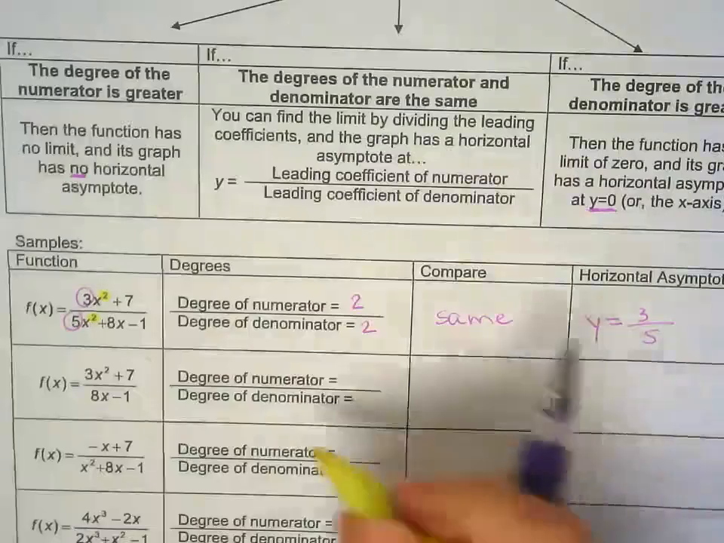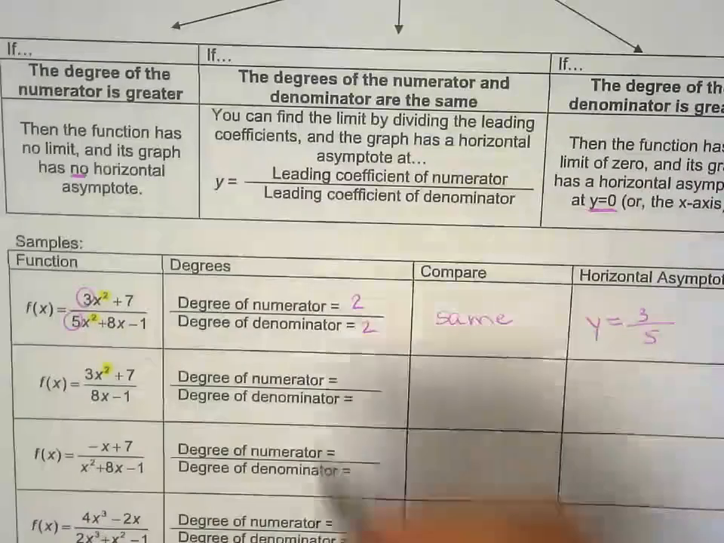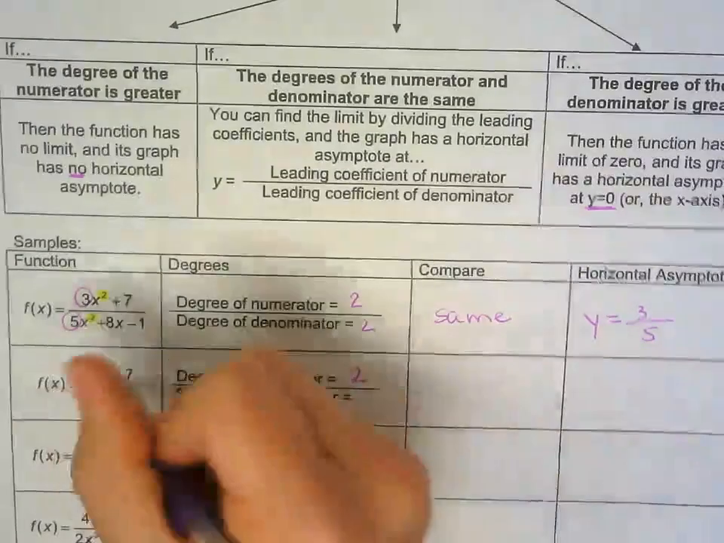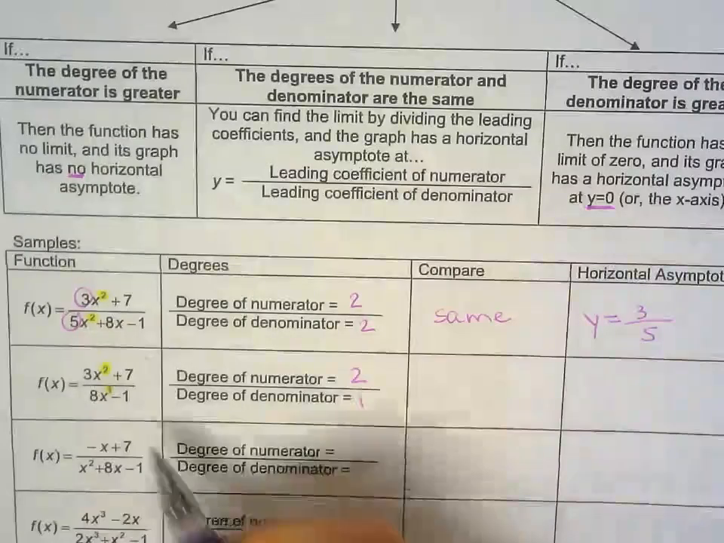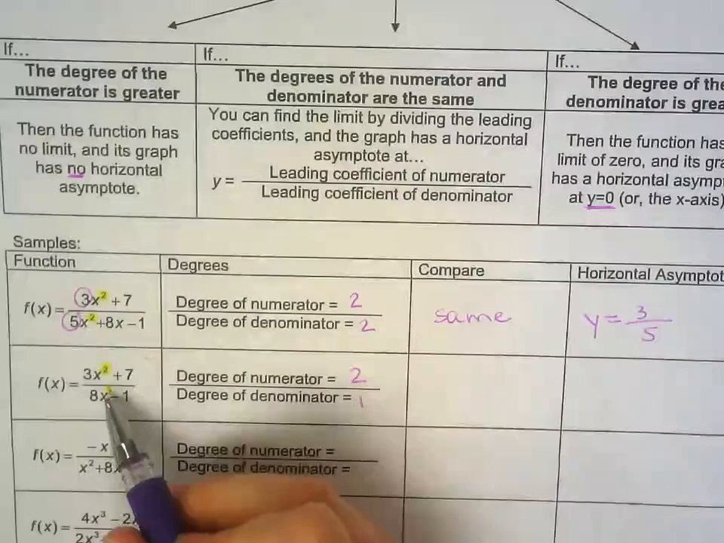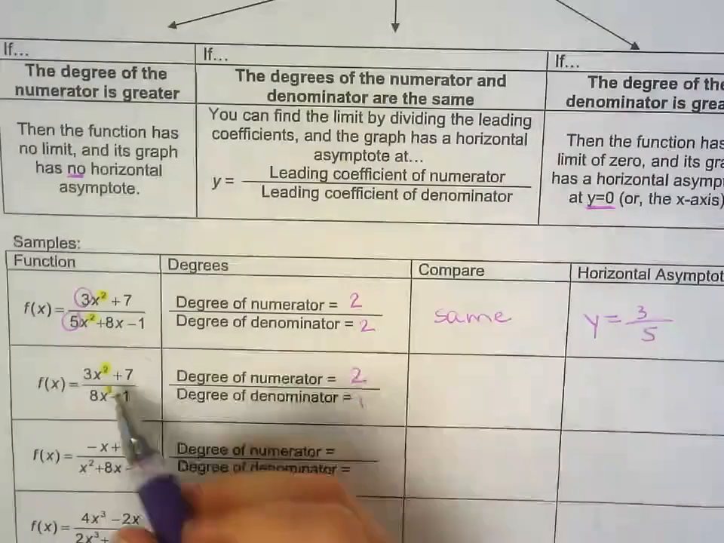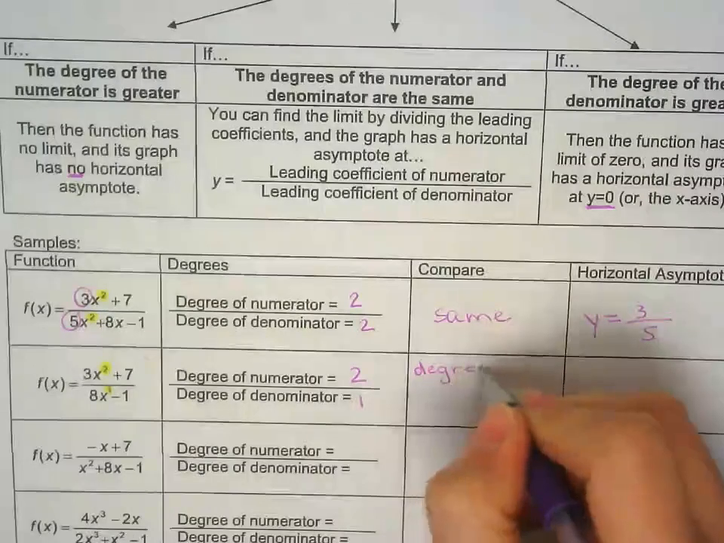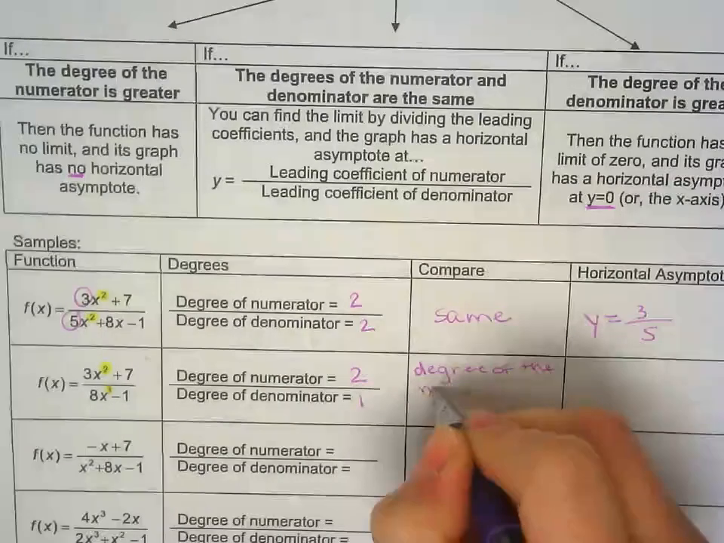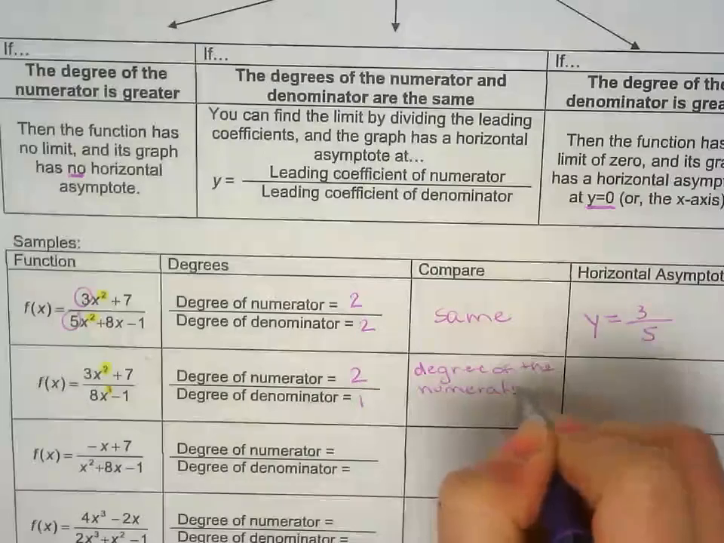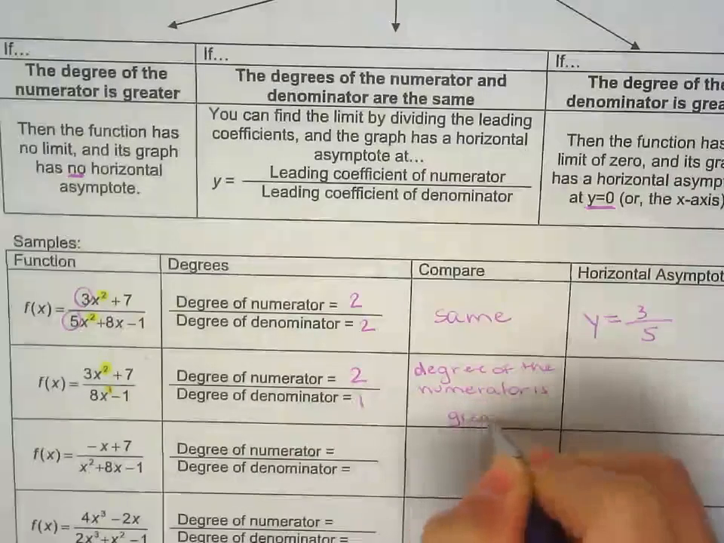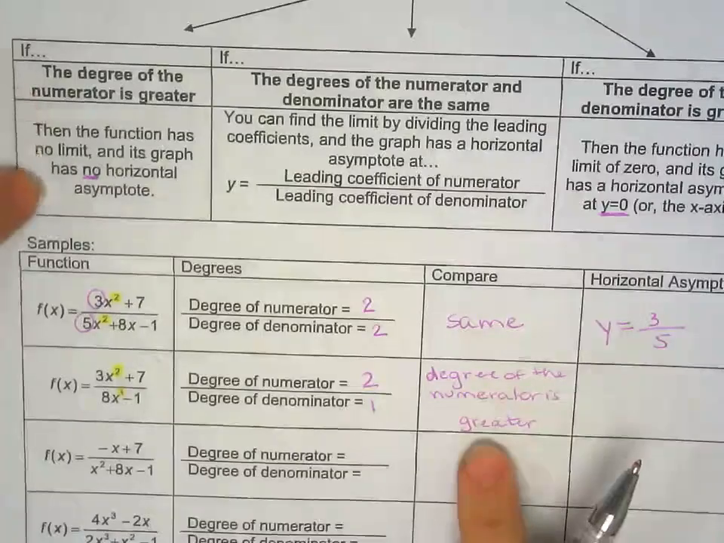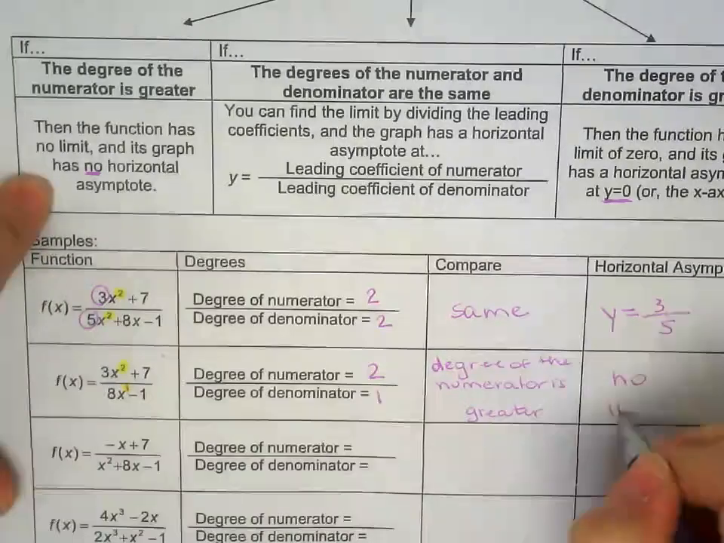The next one, we have the degree of the numerator is right there, 2. The degree of the denominator is right there. Since I don't have anything on top of the x, that means the degree is 1. In the denominator, when I don't have anything, I have an invisible 1 right there. So when you compare, the degree of the numerator is greater. So when the degree of the numerator is greater, that means I have no horizontal asymptote.